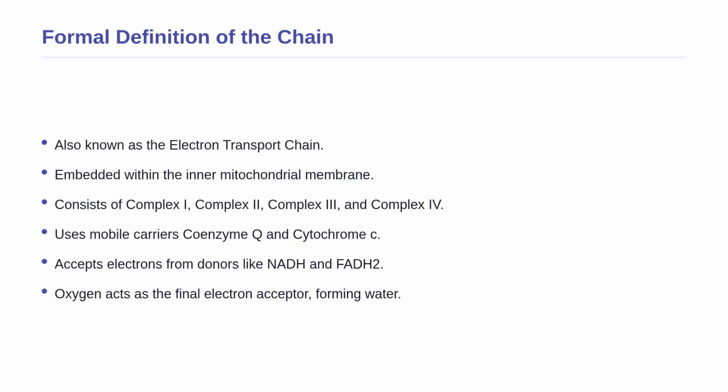Now that we have a conceptual picture, let us look at the formal biological definition. The respiratory chain, also known as the electron transport chain, is a series of protein complexes and electron carrier molecules embedded within the inner mitochondrial membrane. It consists of four main multi-protein structures named complex 1, 2, 3, and 4, along with two mobile carriers called coenzyme Q and cytochrome C.